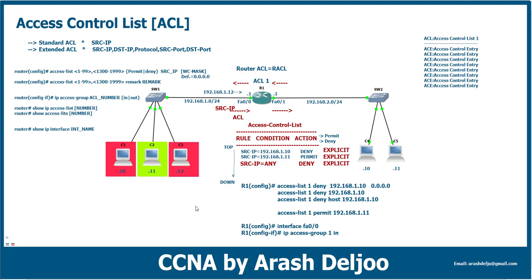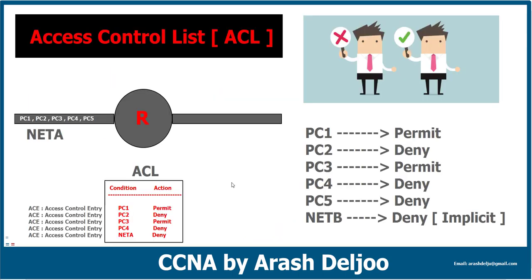In a standard ACL we don't have many options. We have only options about the source IP, but in an extended ACL we have many options for configuring the condition according to source IP, destination IP, or port or protocol, source port, destination port, and also the protocol. All right, let me review some of the topics about the ACL, or access control list. After that, we can configure the next scenario.